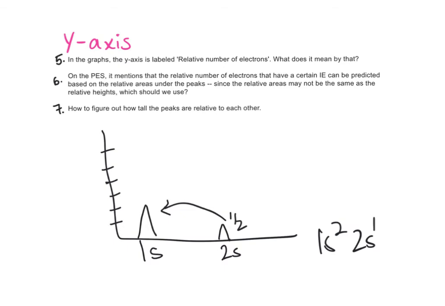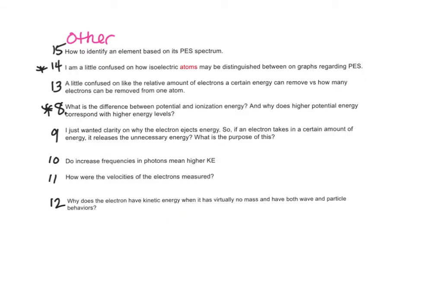All right, I'll go a little out of order here. We'll start with number 8. This is an important question, which is why I started. What's the difference between potential and ionization energy? And why does higher potential energy correspond with higher energy levels? This is basically something we've learned previously. Potential energy is going to be negative. That's the energy of the electron. So the potential energy is going to be negative, and the ionization energy is always going to be positive. This relates back to a previous question that I answered.